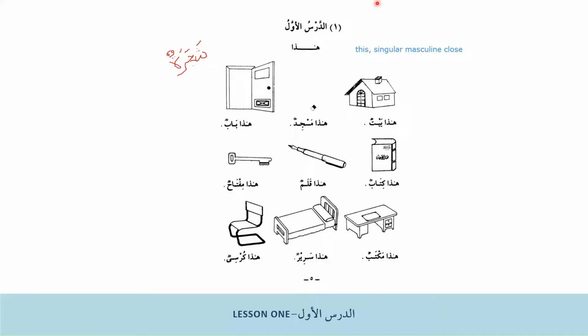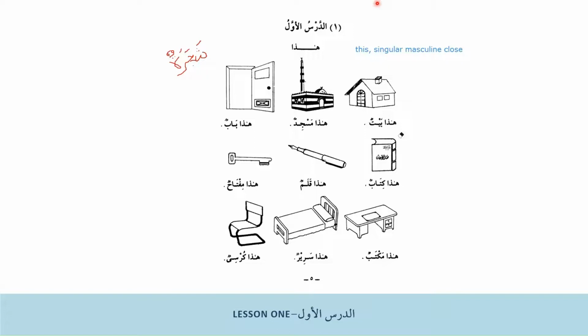Next we have the sentence هذا مسجد. So what does هذا مسجد mean? Okay, it's very easy, this one, because it's more or less the same word if we translate it the way it is in English. هذا مسجد. This is a masjid. Okay, so there is your beautiful masjid.